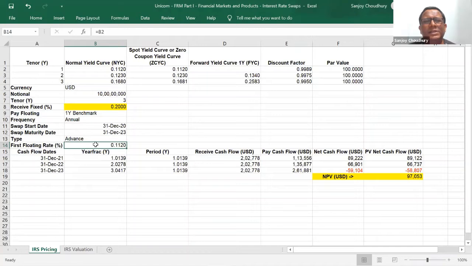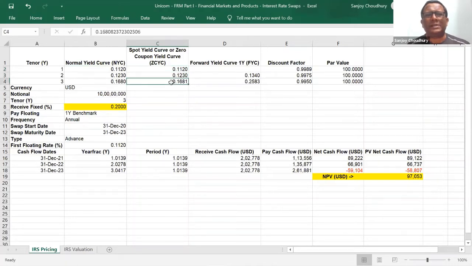This is the yield curve as on 31st December 2020. So the normal yield curve is 1 year 0.1120, 2 year 0.1230, and 3 year 0.1680. From there, the spot yield curves are computed. The first year spot yield is the same as the first year normal yield, which is 0.1120. The second and third year are computed using the bootstrapping method, which we had discussed earlier.